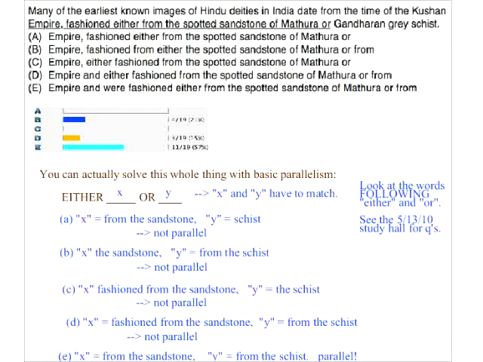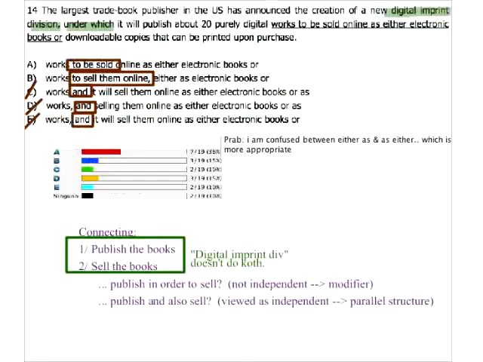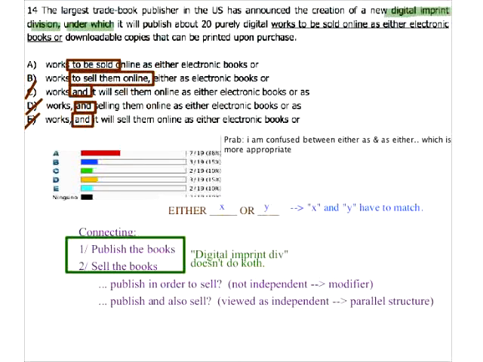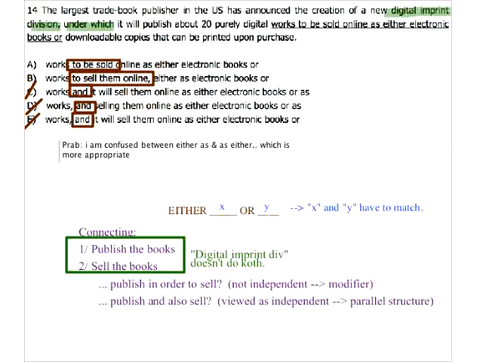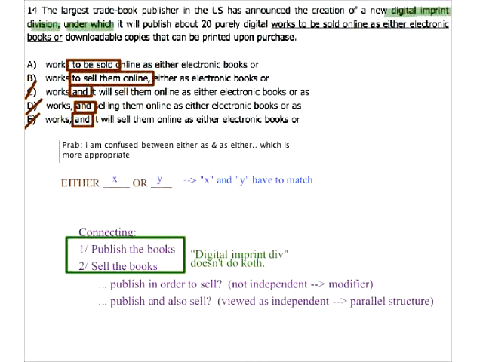It's just either X or Y, and X and Y have to match. So this is the same idea. So let's put that on the board here. There's no such thing as either as. You're dividing these things up in ways that just don't make sense to do.